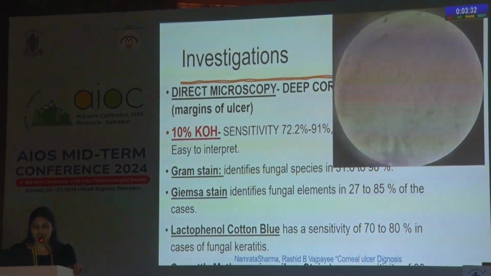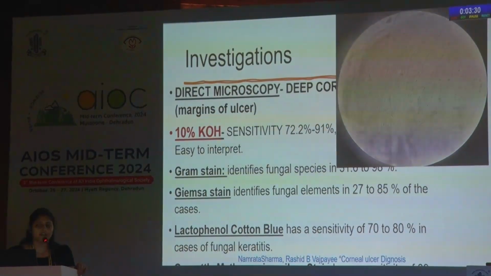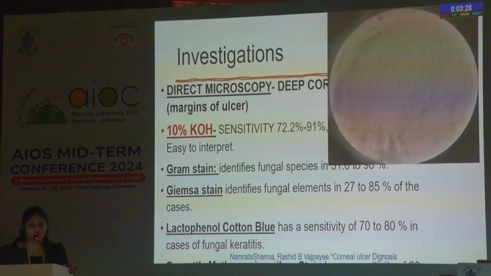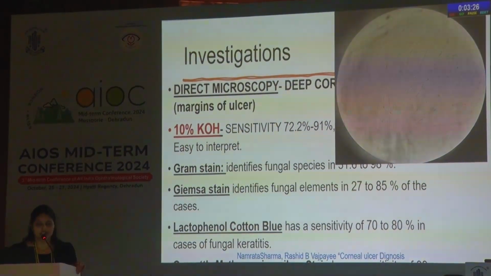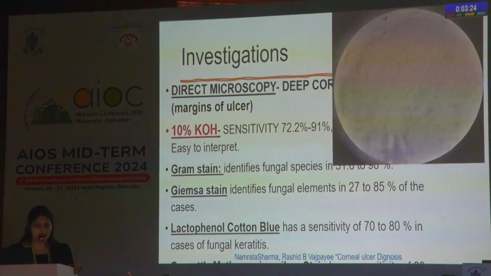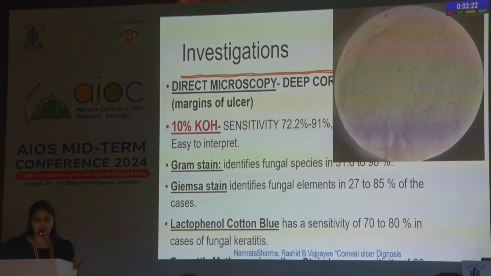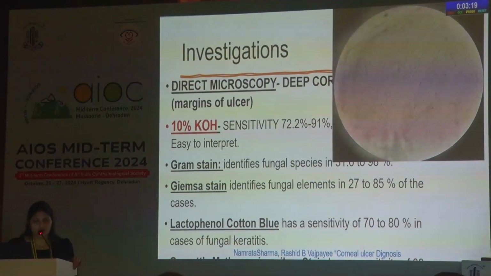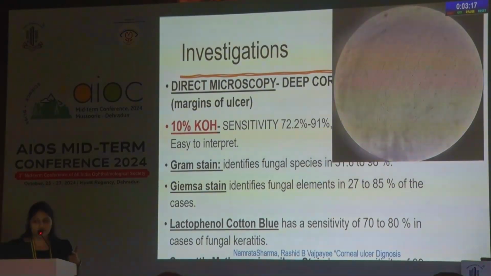In investigations, we'll take a deep corneal ulcer scraping from the margins of the ulcer and send it for direct microscopy. The most common is 10% KOH. It has a sensitivity of around 72 to 91%. It is easy to interpret, cheap, easily available and quick. And then we can send it for Gram staining, Giemsa, lactophenol blue.